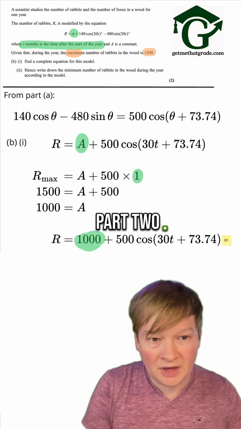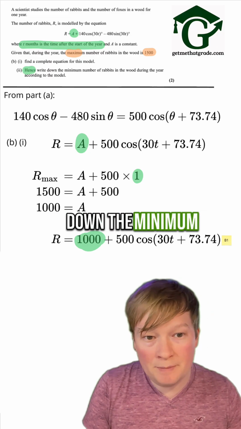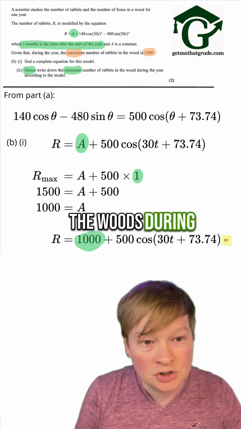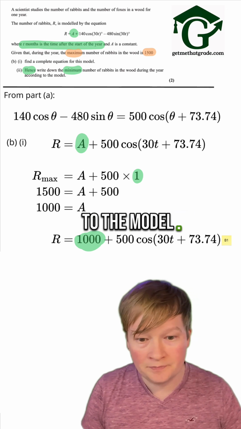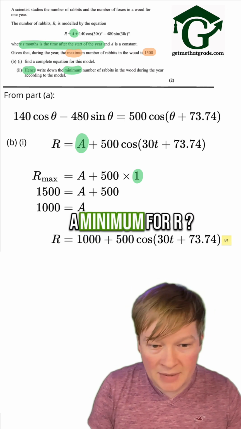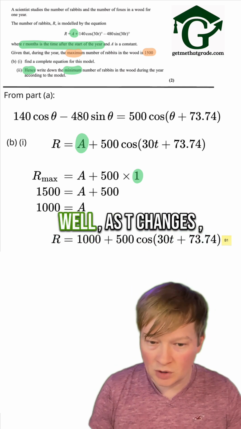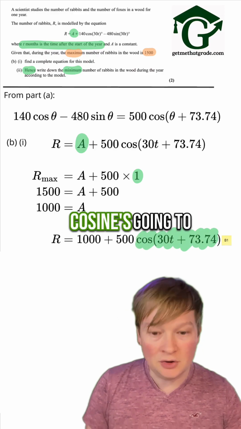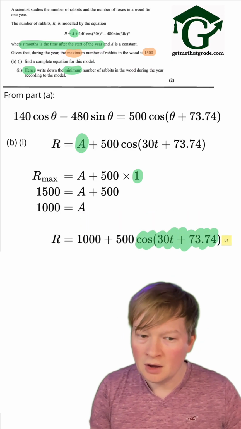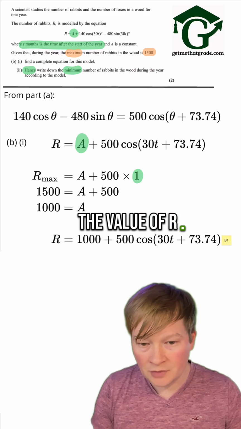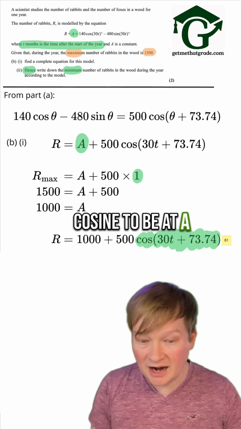Part B. It says, hence, write down the minimum number of rabbits in the woods during the year according to the model. When would we have a minimum for R? Well, as t changes, cosine is going to change. And that will change the value of R. We really want this cosine to be at a minimum.